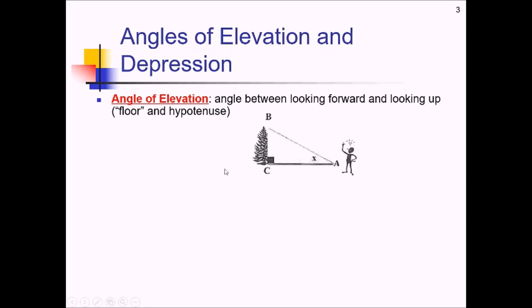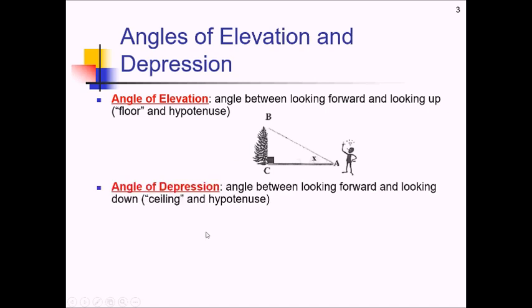Now, the angle of depression, and depression you could think something that's a downer, right? That's the angle between looking forward and looking down. The angle between, I guess you could call it, the ceiling and the hypotenuse. So here's a situation where you might have an angle of depression. Let's say you're in a lighthouse and you're looking down at a ship. Your angle of depression is the angle between looking forward and looking down.